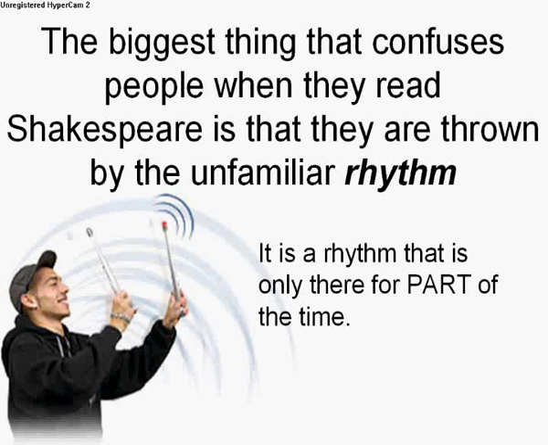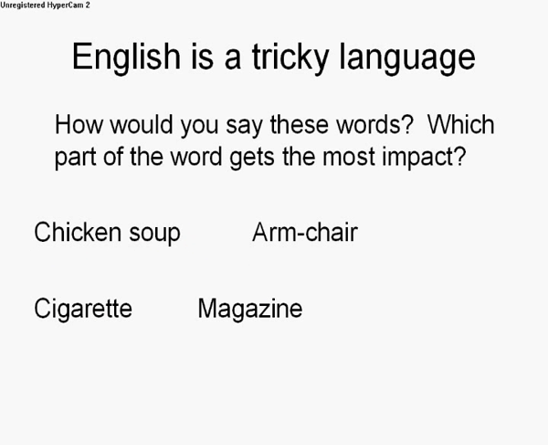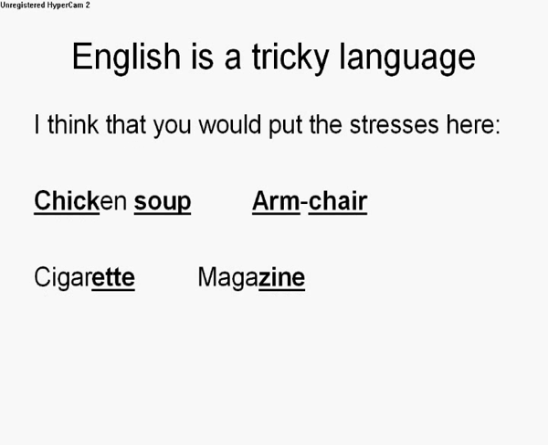The rhythm is this one. It's a little bit embarrassing, but I'll say it anyway. Ti-tum, ti-tum, ti-tum, ti-tum, ti-tum. Putting a stress in a certain part of the word. Look at this. You would say chicken soup, armchair, cigarette, magazine. In English, that's where we put the stress in these particular words.